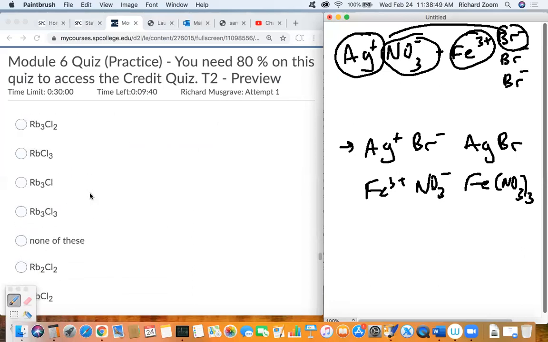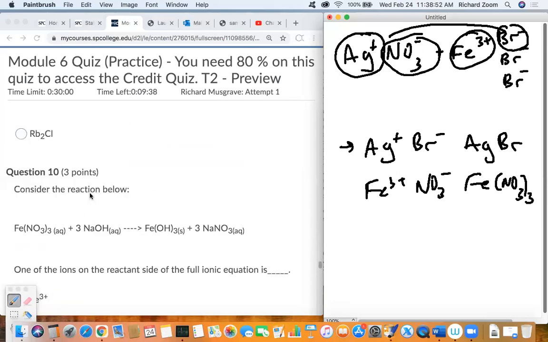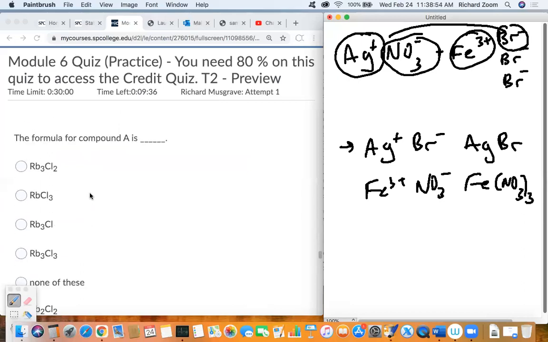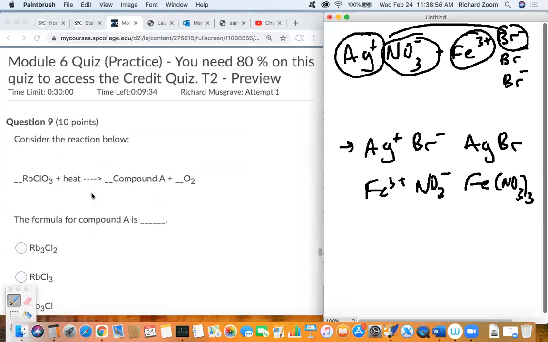And the last one here, I think it's the last one. No, it's not the last one. RbClO3 plus heat gives compound A. So what you're looking for is you've got RbClO3 and heat, and I showed you this earlier. It's going to give some compound of Rb and Cl plus O2.